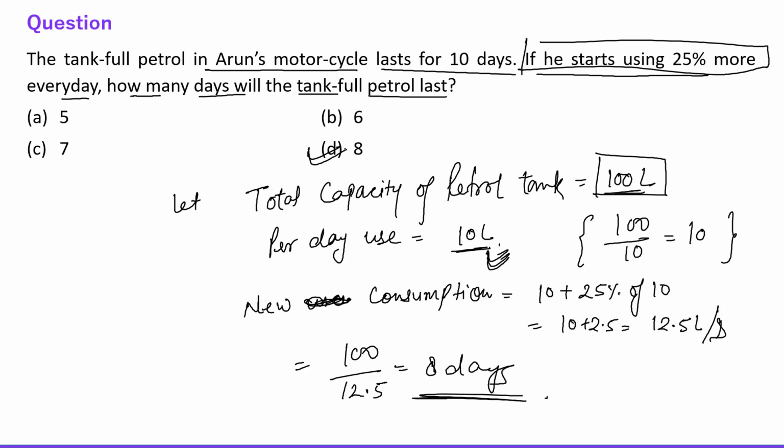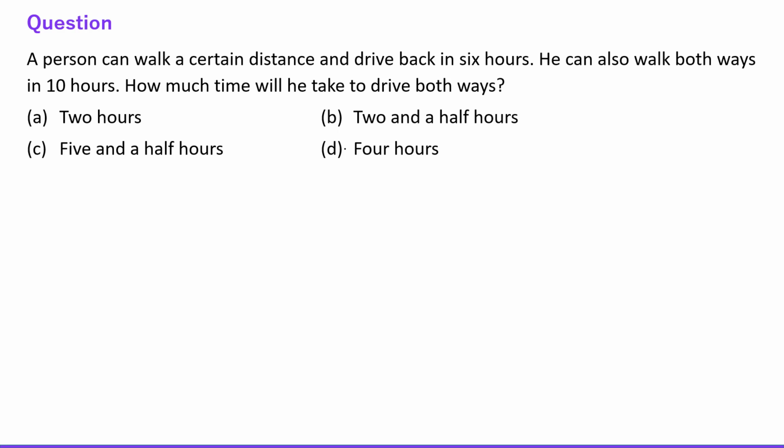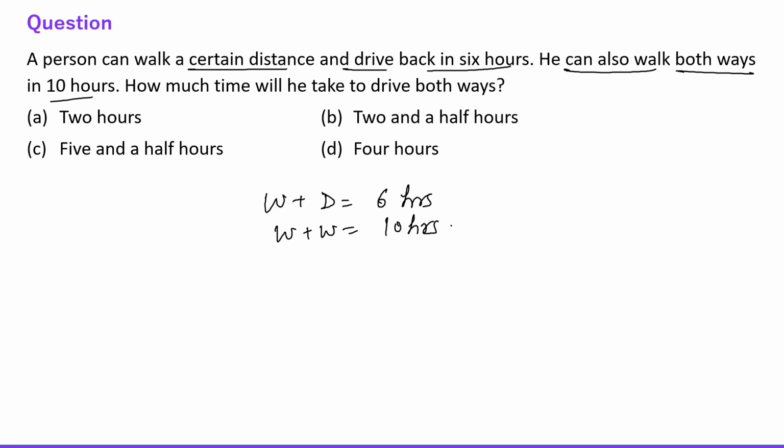Okay, simple one, right? A very simple question. Fine. Now let's move to other one. Okay, next question is a person can walk a certain distance and drive back in 6 hours. Alright, walk and drive 6 hours. He can also walk both ways in 10 hours. Walk plus walk 10 hours. So this is 2W is equal to 10 hours. How much time will he take to drive both ways?